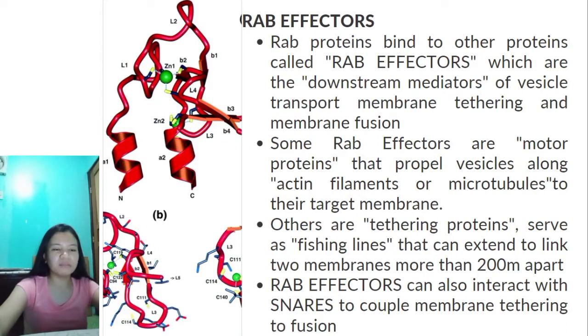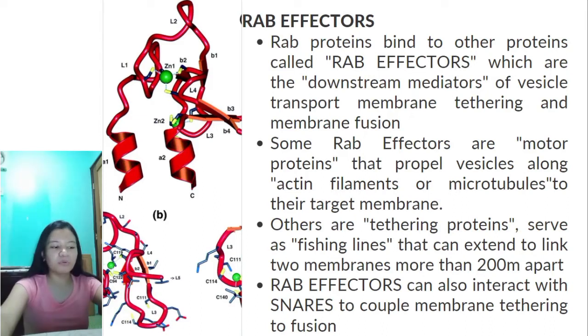So, next, Rab effectors. Si Rab proteins naman is nagbabind siya sa other proteins, which sinatawag natin na Rab effector. So, Rab effectors, tandaan natin, ito yung other proteins na kung saan dito nagbabind si Rab proteins. Si Rab effector naman, kino-consider siya as downstream mediator ng vesicle transport, ng membrane tethering, and then ng membrane fusion. So, some Rab effectors are motor proteins, which yung motor proteins naman, nagpo-propel sila ng vesicles along actin filaments or microtubules to their target membrane. While yung ibang Rab effectors naman is tinatawag natin tethering proteins, na kung saan sila naman yung nagsaserve as fishing lines that can extend to link two membranes more than 200 nanometers apart. And then si Rab effectors naman, pwede siya makipag-interact kay snares to couple membrane tethering to fusion.